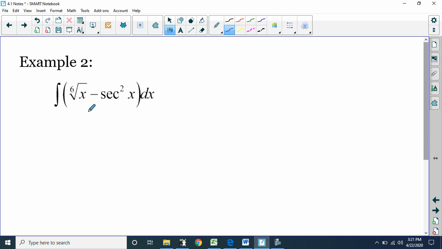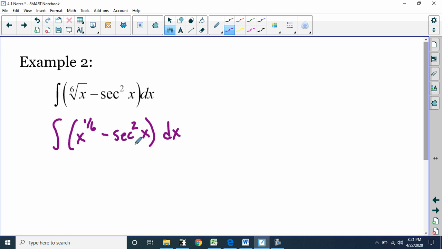Example 2, first thing we're going to do, notice we have the 6th root of x. We can use the power rule there as long as we rewrite it. So the 6th root is the same thing as the 1/6 power. Secant squared x is not a power. It's not just x to an exponent.